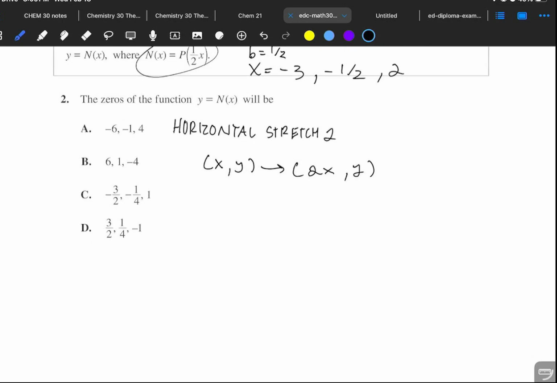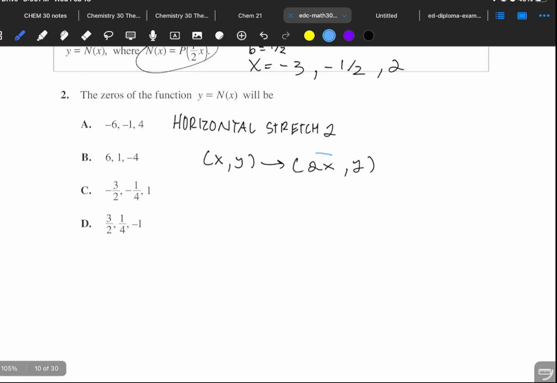So we're only looking at our x value. So we're going to multiply each root by 2. This is all this is saying. You're multiplying each root by 2. So -3 times 2 becomes -6. -1/2 times 2 becomes -1. And 2 times 2 becomes 4.